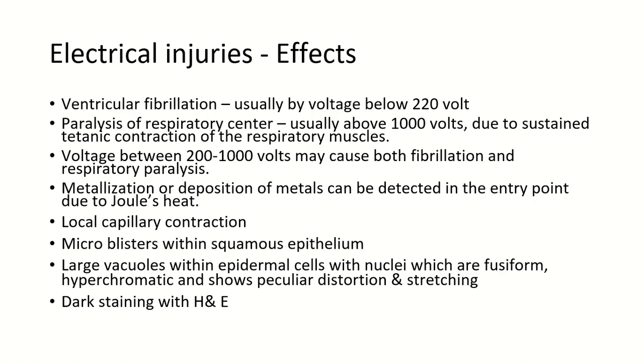Now the effects of electrical injuries. Ventricular fibrillation occurs usually below the voltage 220. Paralysis of respiratory center usually occurs above 1000 volts. Voltage between 200 to 1000 may cause both fibrillation and respiratory paralysis. Metallization or deposition of metals can be detected in the entry point due to Joule's heat, which we have already discussed.